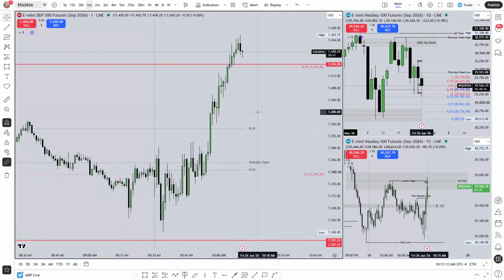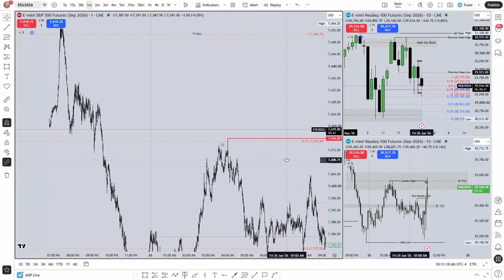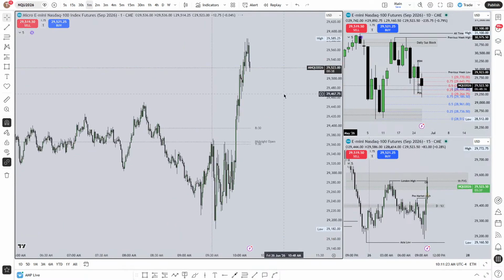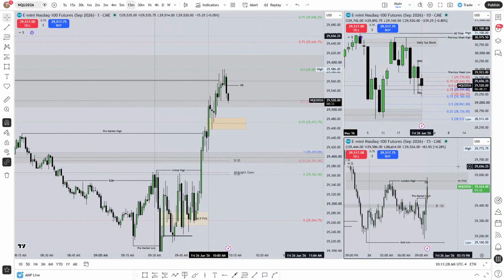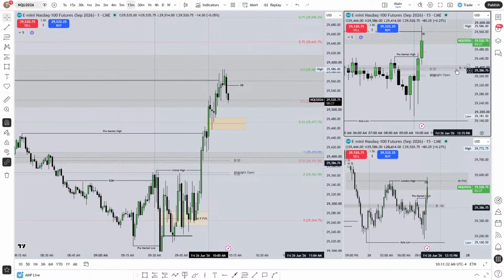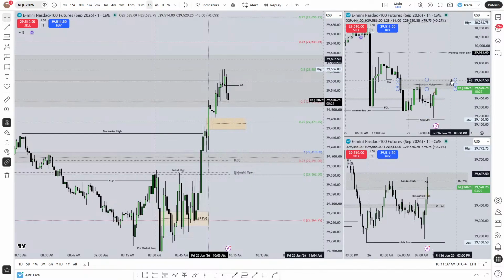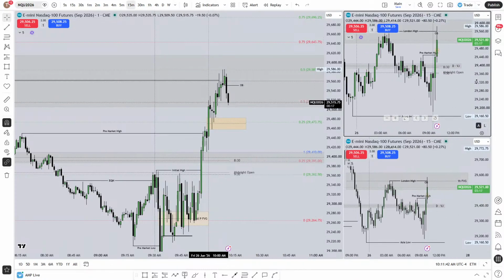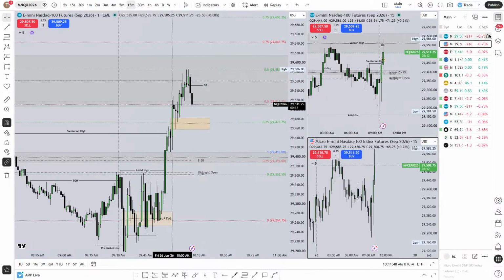What's ES looking like? Not really doing a whole lot here. Q's looking a little bit better. Alright, so let's go down to a 15-minute on this chart. Check the hourly here as well. Looks pretty good. 15-minute. Oops.